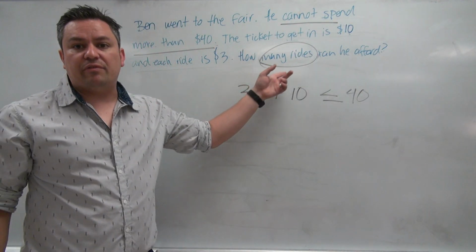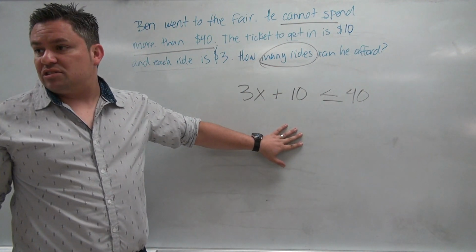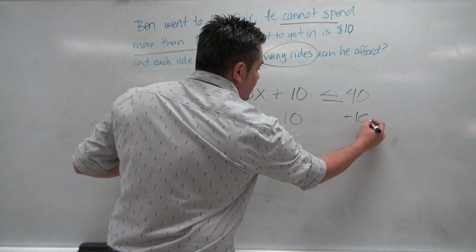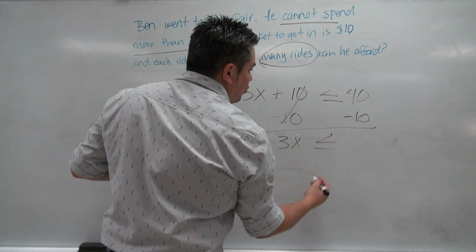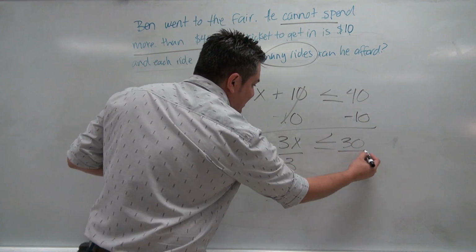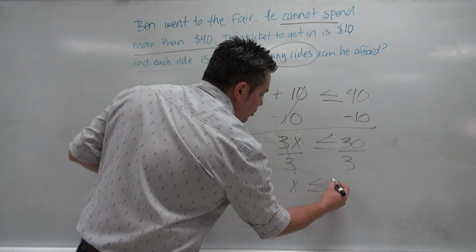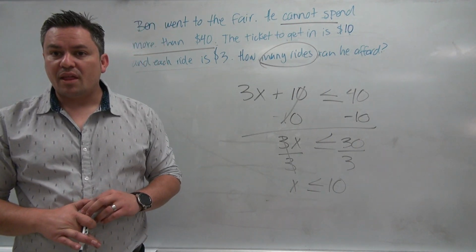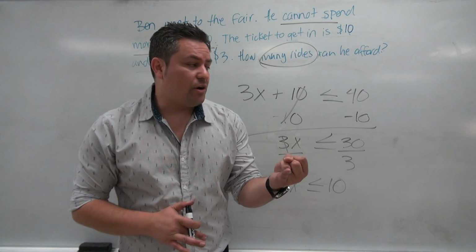The question has the variable, just like before. And we're gonna solve this like we did any other equations. So we're gonna take away 10. So we're gonna have 3x less than or equal to 30. And then we're gonna divide by 3 because that's the opposite of multiplication. So x is less than or equal to 10 rides. So how many rides can he go? 10. Can he ride 11 things? No. Can he ride 5? Yes.